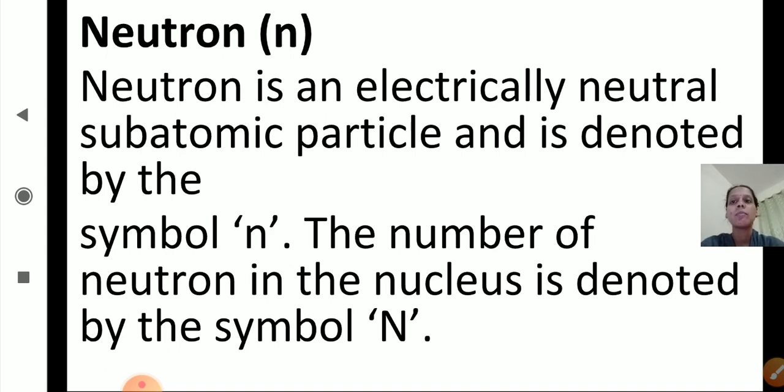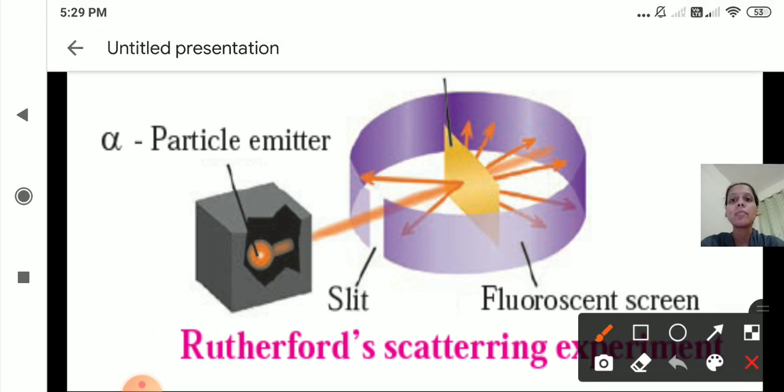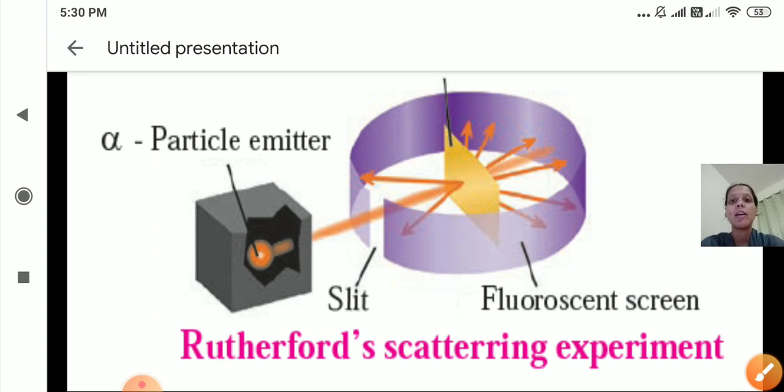Now the next one is the Rutherford scattering experiment we have studied. When the alpha particles are emitted from the alpha particle emitter, they strike the gold foil, and as you can see here, on the fluorescent screen you can see the alpha particles. Some pass through the gold foil, and some revert back. We have studied this earlier.